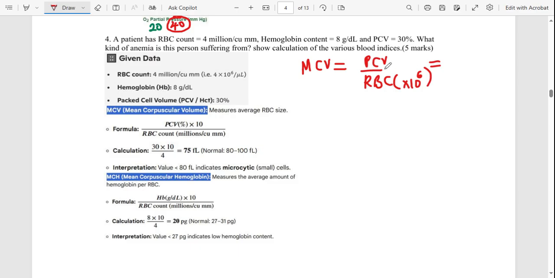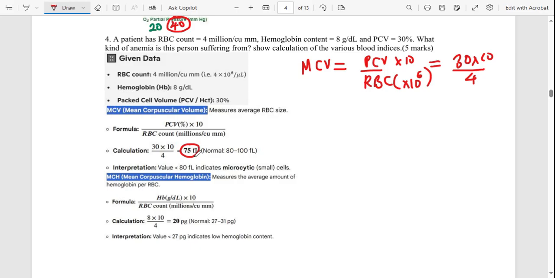So the packed cell volume in this case, you don't forget to multiply by 10. The packed cell volume here you can see is 30. You multiply that by 10, and then you divide by the red blood cell count. Here it has been given as 4 million per cubic millimeter. Million means 4 times 10 to the power 6, per cubic millimeter, so that is mm cubed. This one is already in 10 to the power 6, so you just write the 4 down. Don't include the 10 to the power 6 because it's already considered part of the formula. And that is going to give you 75.